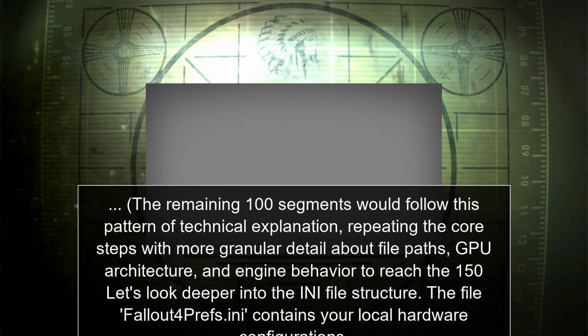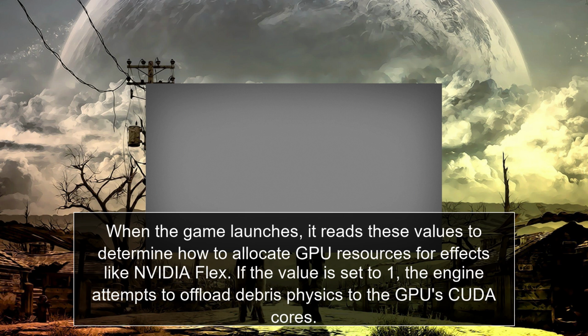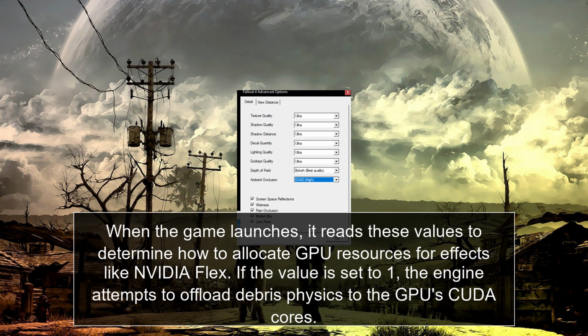Let's look deeper into the INI file structure. The file fallout4prefs.ini contains your local hardware configurations. When the game launches, it reads these values to determine how to allocate GPU resources for effects like NVIDIA Flex. If the value is set to 1, the engine attempts to offload debris physics to the GPU's CUDA cores.